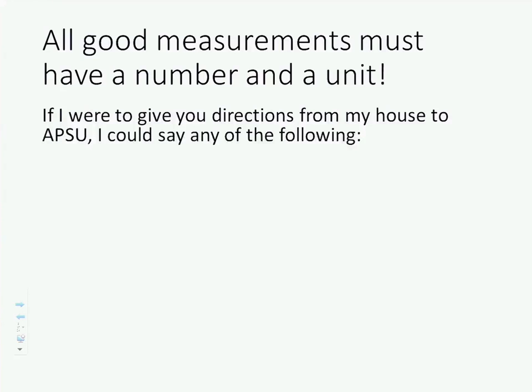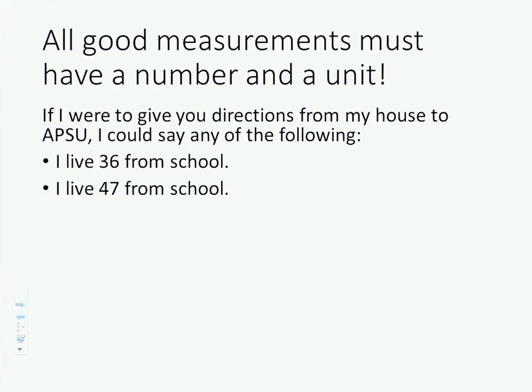Let's say I were to give you directions from my house to Austin Peay. I could say any of the following. I live 36 from school. I live 47 from school. I live 58 from school. Wow, what in the world is she talking about? What if I were to tell you all three of those statements are true?